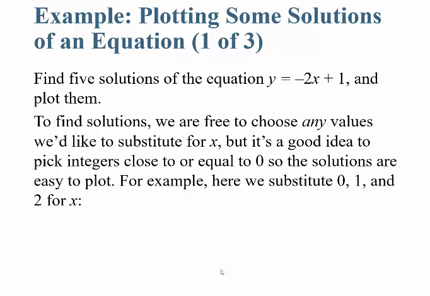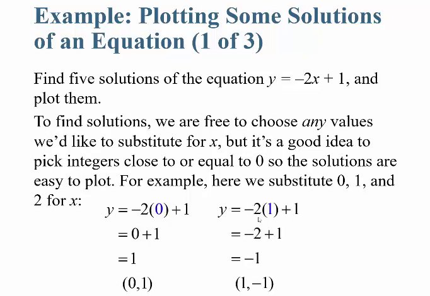All right, so let me show you, for example, when we substitute in the numbers 0, 1, and 2 for x. Remember, I'm free to choose any values. When I pick 0 for x and plug it in, I'm replacing the x with 0. I get negative 2 times 0 plus 1, which gives me 0 plus 1 equals 1. So the solution that I just found says that when x is equal to 0, y is equal to 1. That's one solution to this equation.